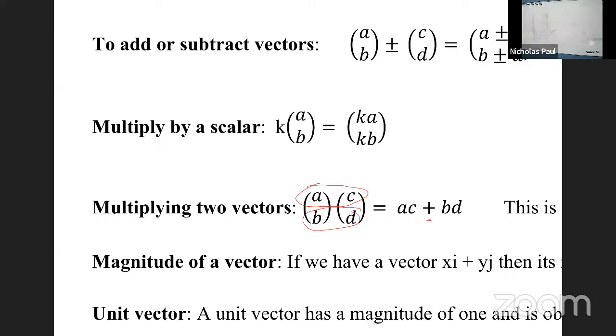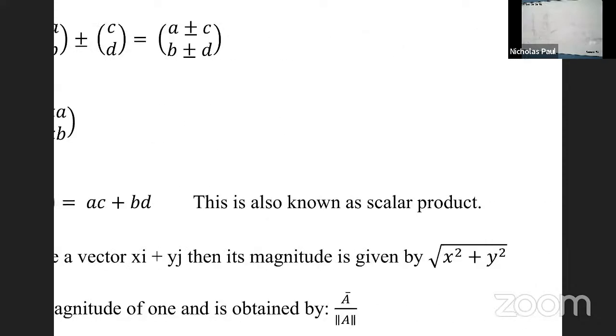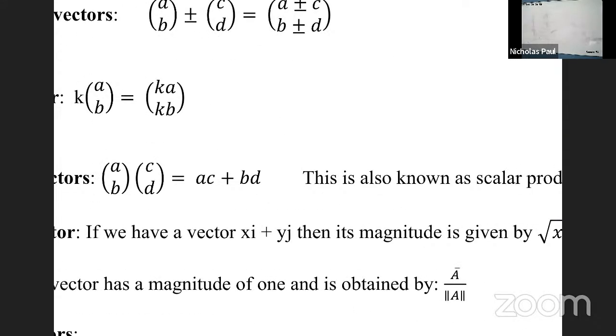Remember, it's also called the what? Anybody remember? This is called the dot product of two vectors. There's another name for it, other than dot. Yes, scalar product. The reason for that is that this is no longer a vector, it's a scalar value.